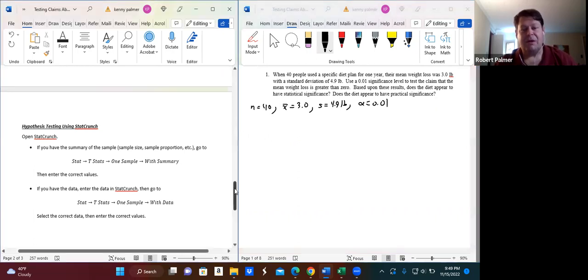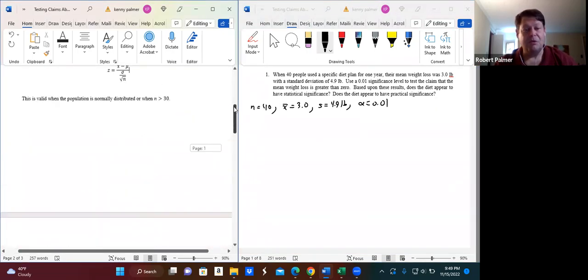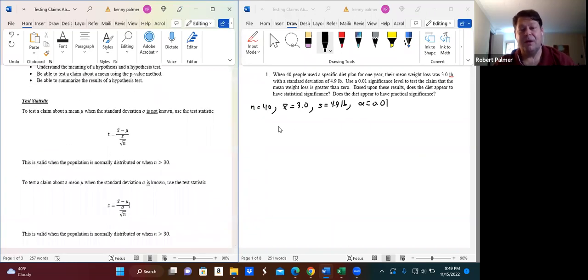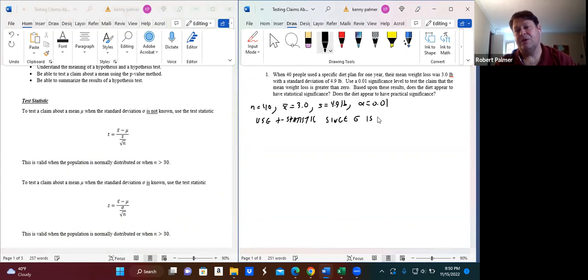Now what we need to do is calculate our test statistic, and we can use the formula here. We use a t-statistic, since our sigma is unknown. We don't know anything about the actual population standard deviation.